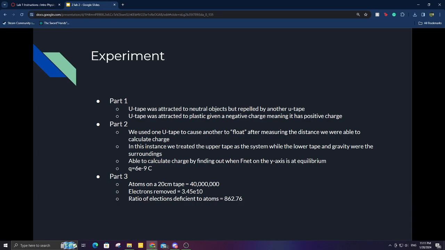In order to determine the sign of the charge, I tested it against a known negative charge, such as plastic through hair, and found that it was attracted. This means the U-tape held a positive charge.